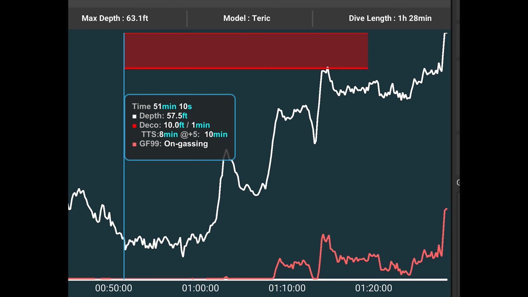This next dive is a rare dive where I went into deco. I thought this would be a good example of extreme nitrogen loading and how spending more time at a safety stop depth reduces my risk of DCS.